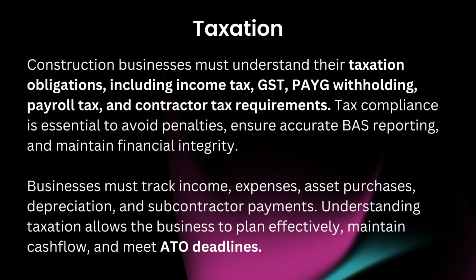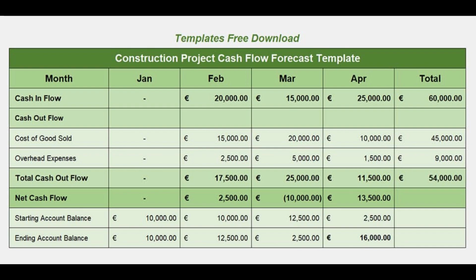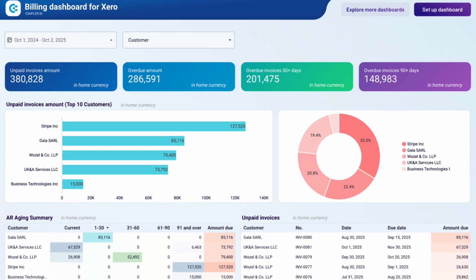Taxation. Construction businesses must understand their taxation obligations, including income tax, GST, PAYG withholding, payroll tax, and contractor tax requirements. Tax compliance is essential to avoid penalties, ensure accurate BAS reporting, and maintain financial integrity. Businesses must track income, expenses, asset purchases, depreciation, and subcontractor payments. Understanding taxation allows the business to plan effectively, maintain cash flow, and meet ATO deadlines. Taxation systems should be integrated with bookkeeping and accounting processes to ensure accurate financial reporting and compliance.